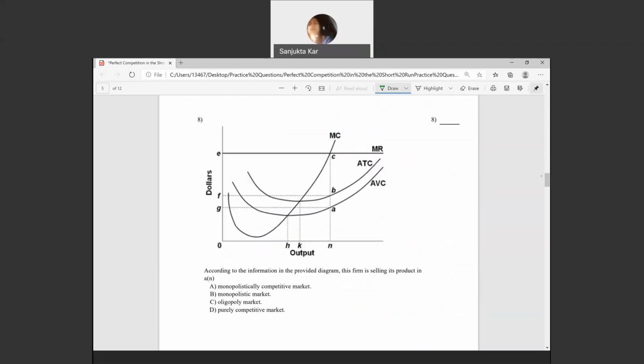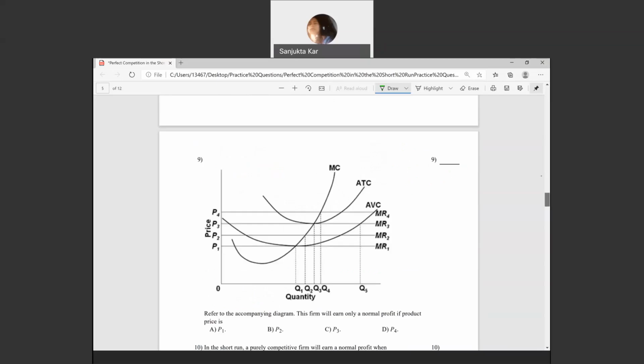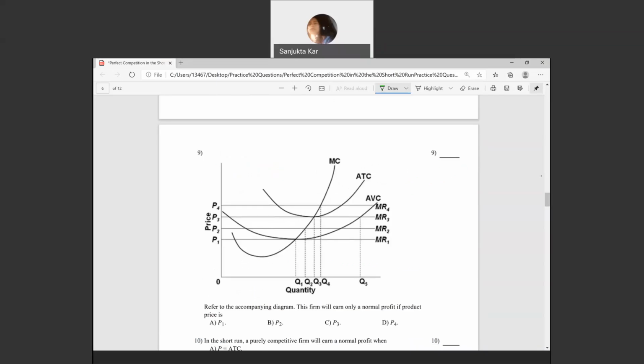Go to question number 8. They're asking, this is pretty much straightforward. The firm is selling its product in a purely competitive market. The characteristic is the marginal revenue line is a horizontal straight line. This is also equal to the price, and the marginal revenue line is also the demand curve.